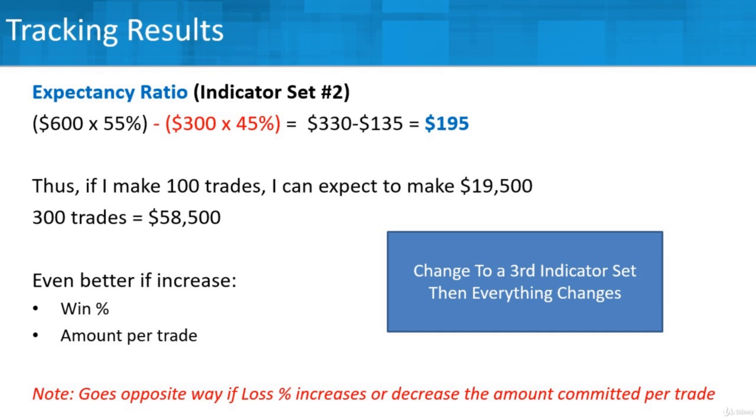And then again, a reminder too that if you like that and you say, I can do even better, and you change to a third indicator set, well, then everything changes. Now you need to start tracking separately under indicator set number 3. And let's say your indicator set number 3 does great, it does a 250 expectancy ratio. Well, now you've got a new indicator set. But if you try your indicator set and you give enough time to show whether it's working or not, and it's doing less than that 195, well, then the smart move would be to go back to that indicator set number 2, as far as certainly maximizing your profits around that.